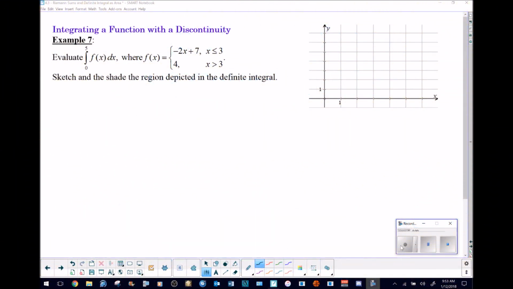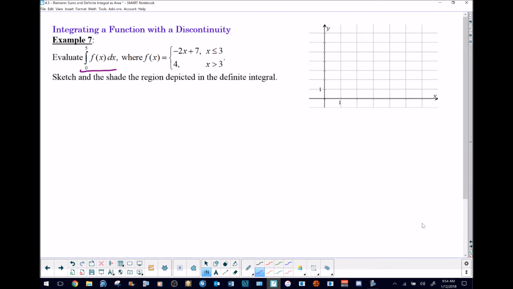Hello, AP Calculus students. We are going to take a look at a definite integration problem in this example, where we actually find ourselves integrating across a discontinuity, as you can probably tell by the title of the problem. So let's just jump right into it, shall we?